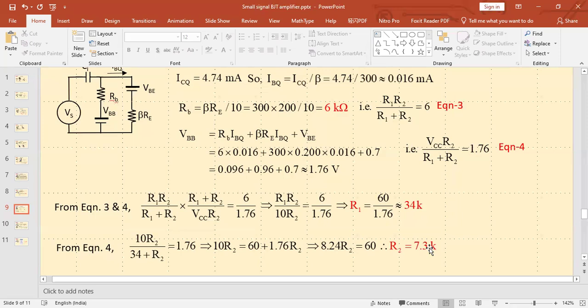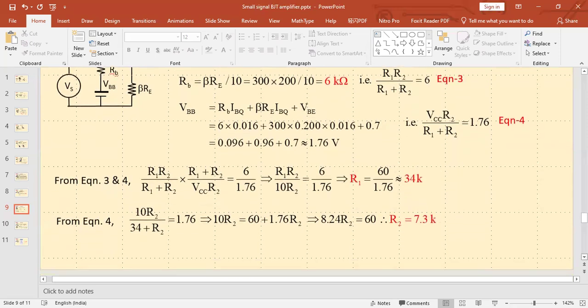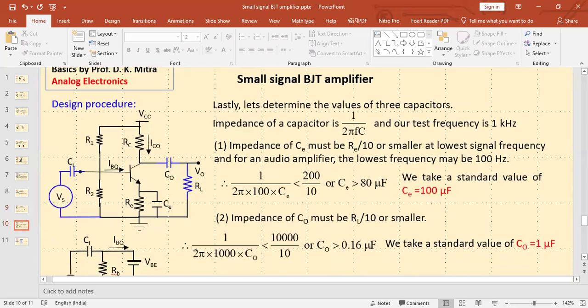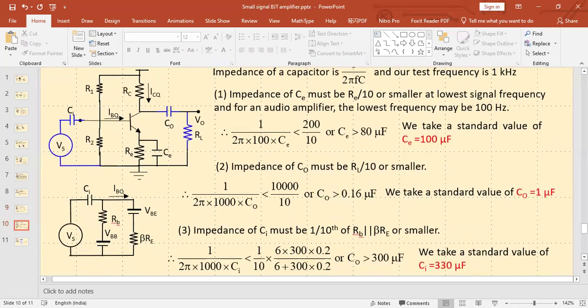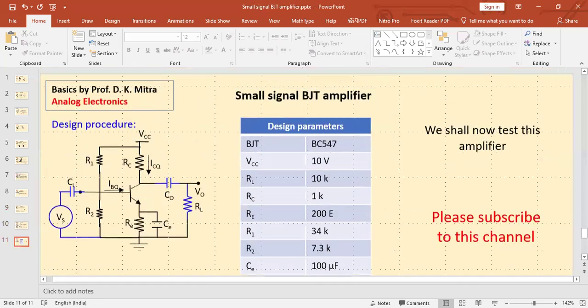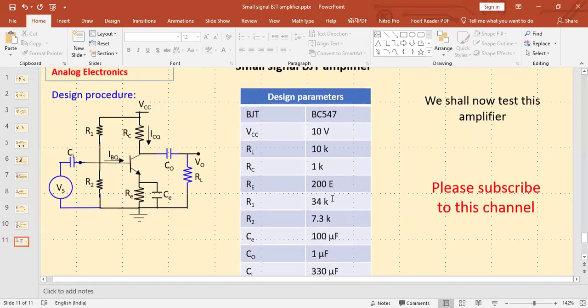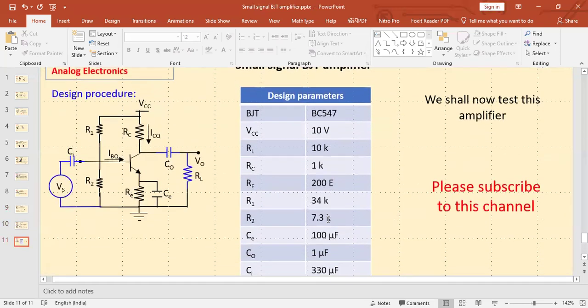We shall take these values actually, but in our last lesson the values were also the same, so it was okay so far as the quiescent point is concerned, because the ratio is the same, right? So this is R1 34 and R2 7.3. Accordingly, we change this table. R1 is 34K and R2 is 7.3K, right? With these values, we shall go back to the actual analysis.